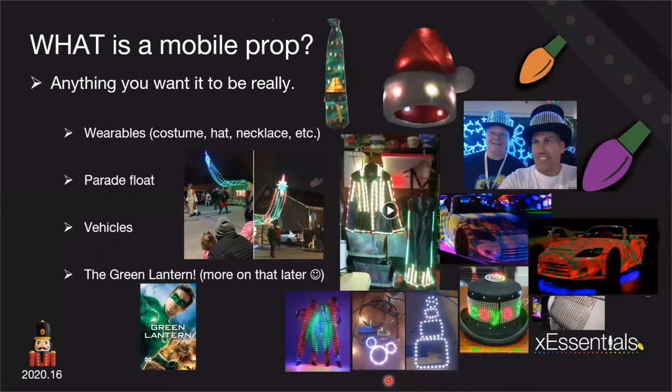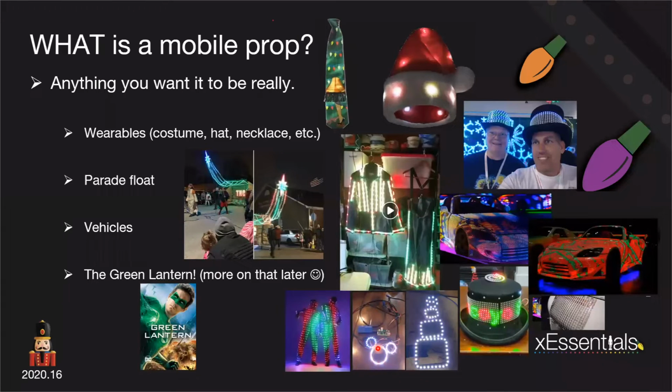So what is a mobile prop? Actually, it's anything you want it to be, really. You can add pixels to a tie. You can add pixels to a Santa hat. A few years ago, people started making these hats that people wear. Here's a costume that I made back in 2016 that was kind of called an Elvis costume, where I had pixels going down the front and on the bottom of the legs of a pair of pants.